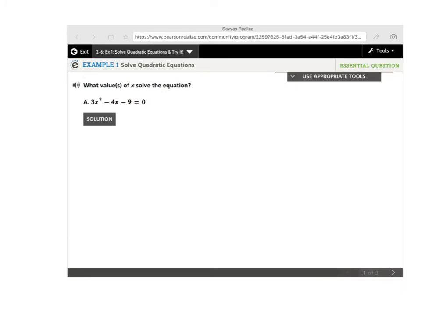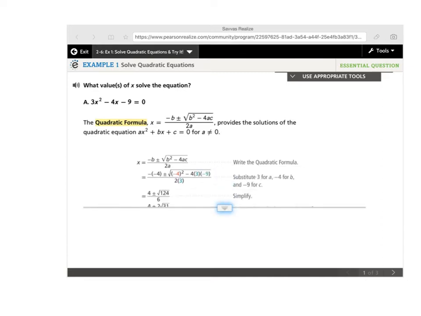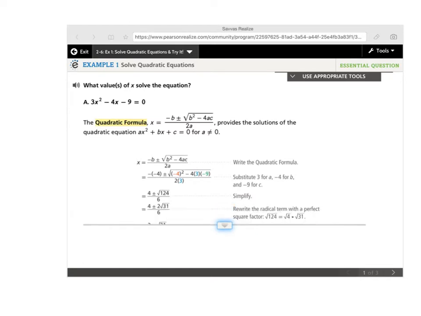Here we're asked to solve this equation: 3x squared minus 4x minus 9 equals 9. We're going to use the quadratic formula. I always start with writing the formula out because there are so many variables moving around, and I identify the a, b, and c. I begin to substitute them into the quadratic formula, and then for the rest of it, you just keep simplifying until you cannot simplify anymore. And from that point forward, you draw the conclusion that this equation has two real solutions.